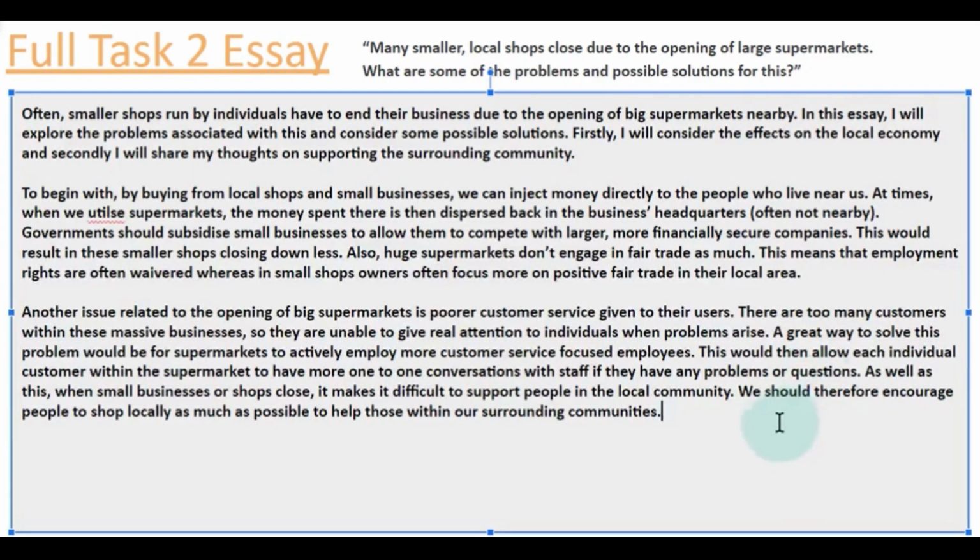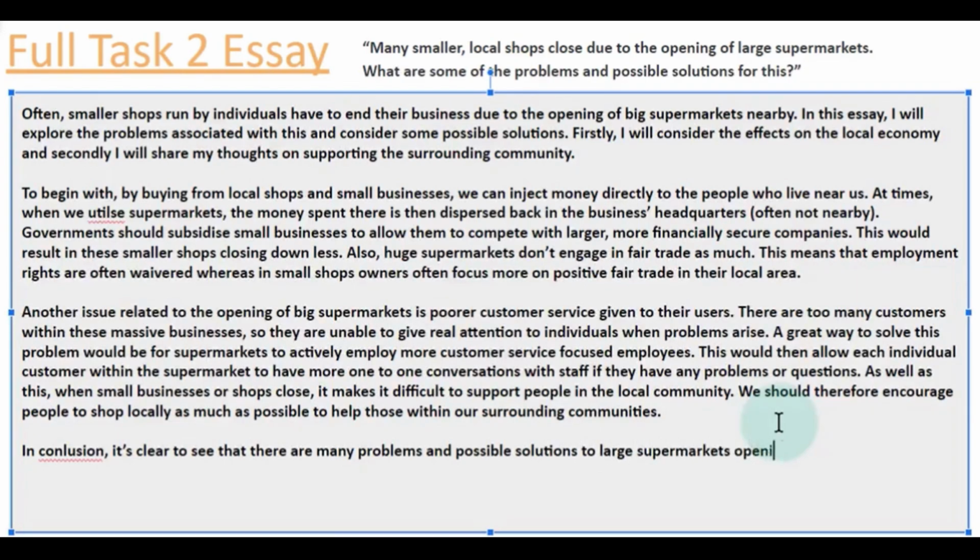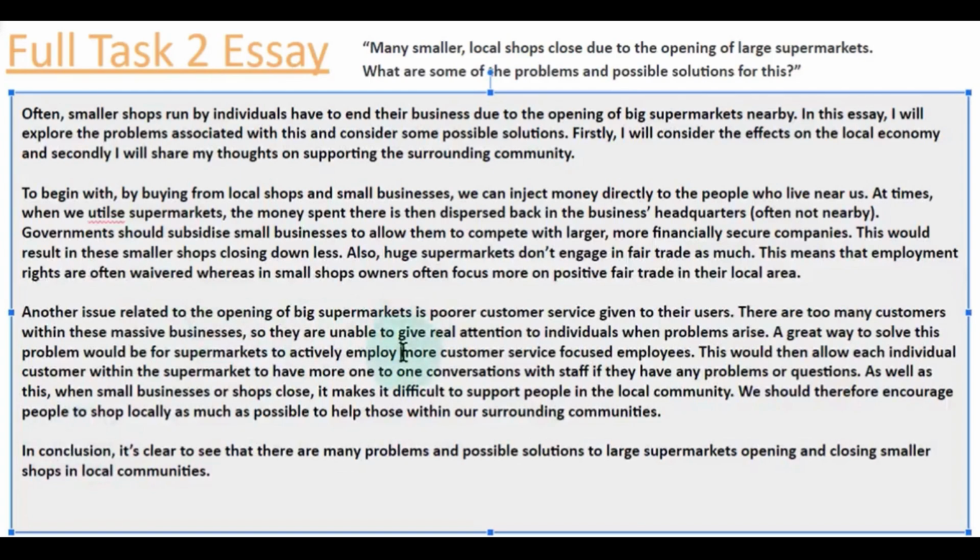Okay, so I think we can jump on to a quick conclusion. No need to give our opinion. In conclusion, it's clear to see that there are many problems and possible solutions to large supermarkets opening and closing smaller shops in local communities. Repeating local communities again, but that's no problem.